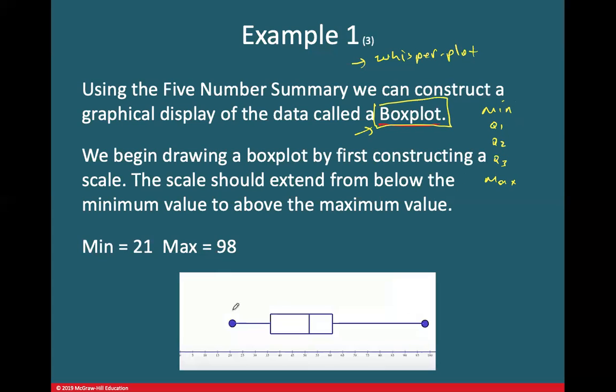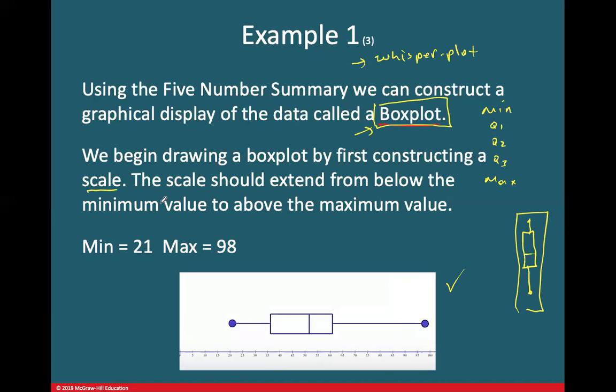Box plots could be horizontal, as it is, or vertical. So you may imagine the same thing here. I mean, this is the data set, something like that, let's say, here vertically. This is no problem. But in general, we use the horizontal one, but you can also see the vertical one. We begin drawing a box plot by first constructing a scale. This is the most important thing.